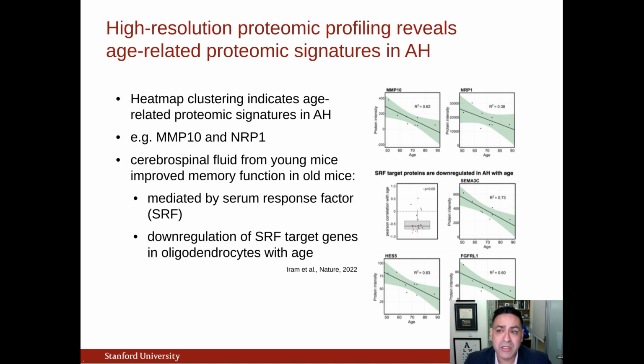One of the really cool, interesting studies looking at aging, where they were looking at cerebrospinal fluid in young mice, identified something called serum response factor, which was depleted in the older mice, and replacing it could turn the older mice and give them features of younger mice as a potential anti-aging therapy.